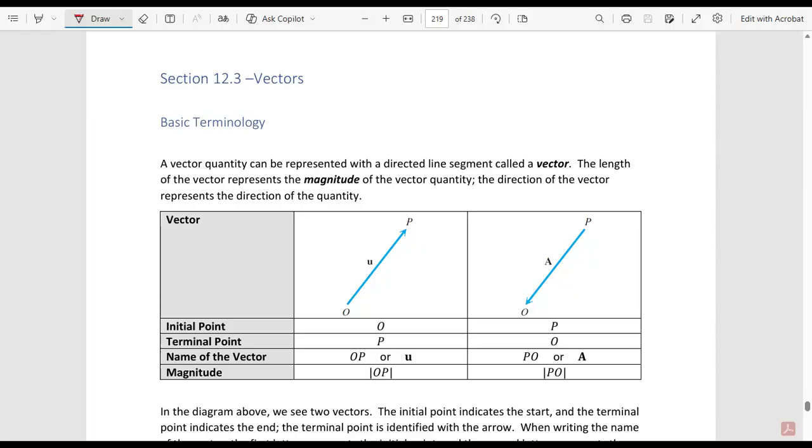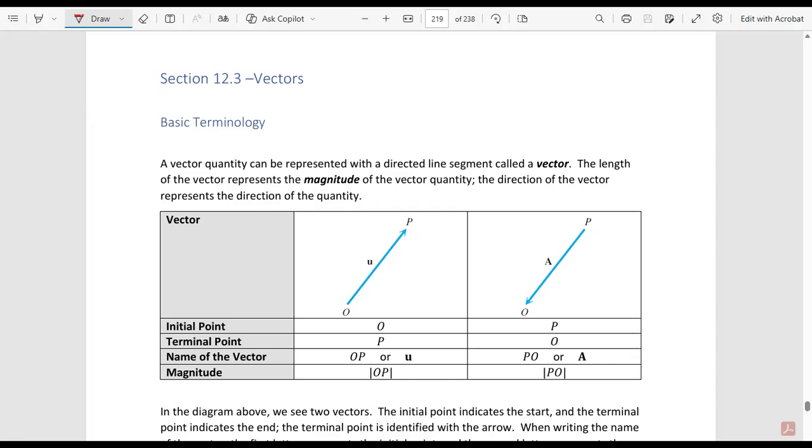Vectors. A vector quantity can be represented with a directed line segment. Any line segment that has a direction is called a vector. For vectors, two terms are important: the length of the vector, which is called the magnitude, and the direction of the vector, which we can show by finding the angle that the vector makes with the x-axis.